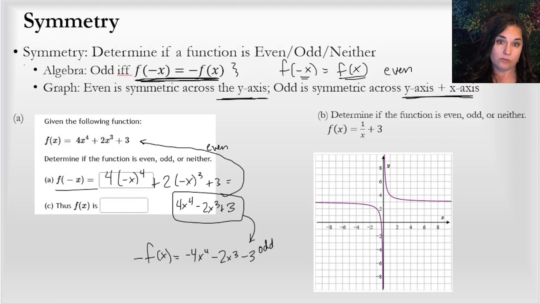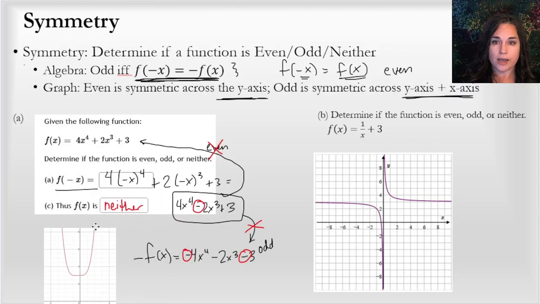So what do you think this function is? Even, odd, or neither? We're going to say it's neither because I have this negative sign here, which says that it's not even. I have a negative sign. I don't have a negative sign here, which means that it's not odd. So this means that this function is neither.